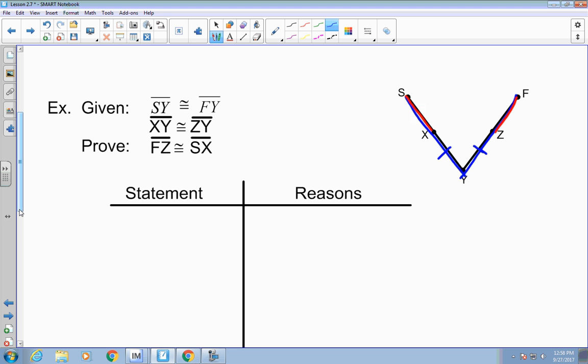Well, let's think about it. These big pieces are congruent. These little parts are congruent. And I want to prove that the other parts are. So if I took away these two little congruent parts, would it make sense that what's left is going to be congruent? Yes. So this one's like that first one. Okay? It's similar to that one. All right. So we're going to start out with SY is congruent to FY, and XY is congruent to ZY.